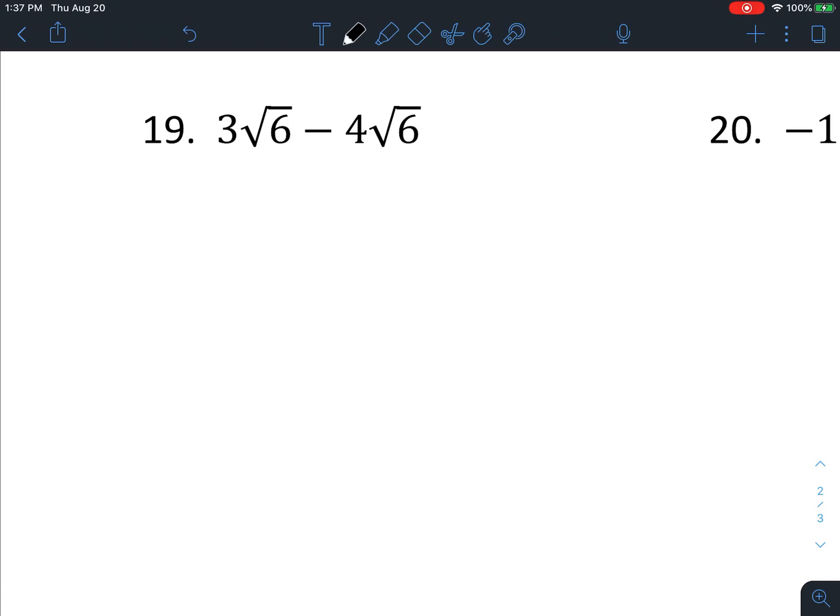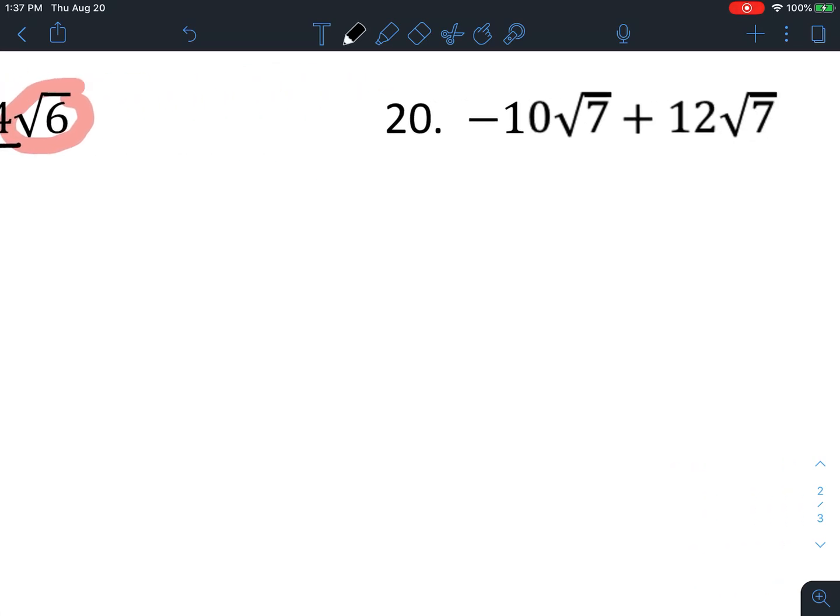Now, when we're adding or subtracting radicals, the only thing that you need to know is that what is on the inside of your radical needs to be the same. Think of those like variables. If your variables are the same, you can combine them. So here they are both square root of 6, so we're going to look at that number on the outside, and we are just going to do the operation. So 3 minus 4 will give us negative 1 square root, and we keep our 6 inside.